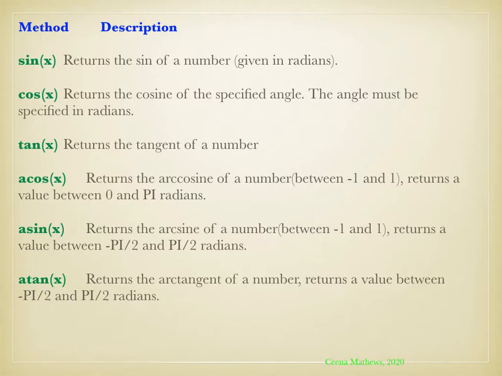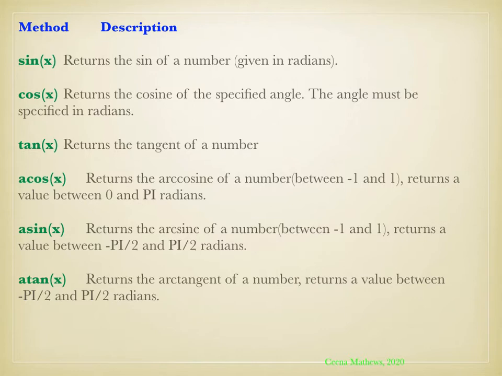Acos returns the arc cosine of a number, that is the given number x should be between -1 and 1, and it will return a value between 0 and pi. Asin of x returns the arc sine of a number. Again here x should be between -1 and 1, and it will return a value between minus pi by 2 and pi by 2.